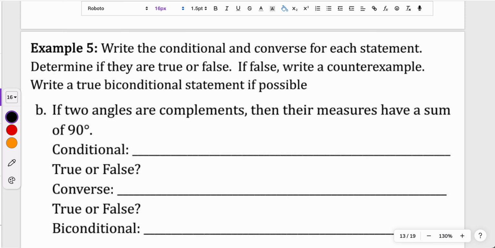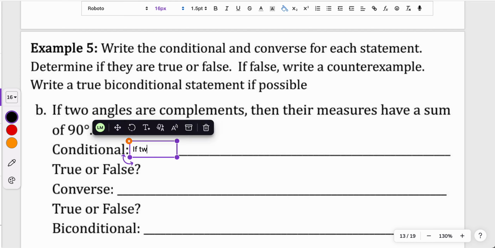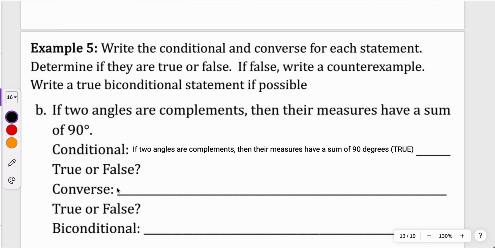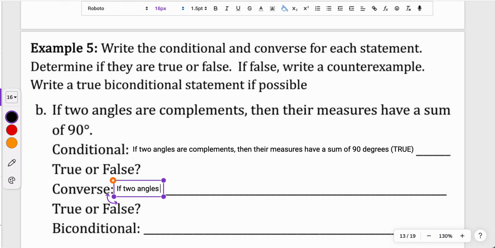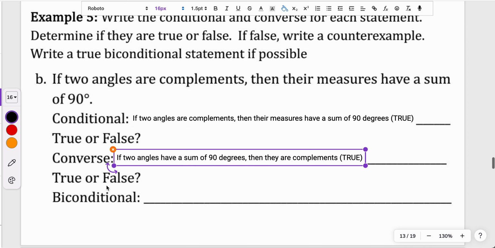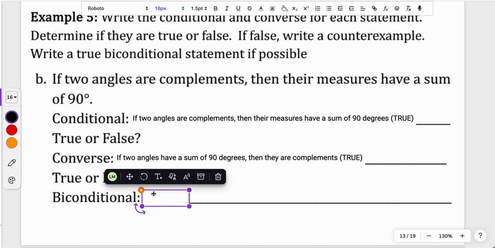Write the conditional and converse here. If 2 angles are complements, then their measures have sum of 90 degrees. So conditional is already written for us. If 2 angles are complements, then their measures have a sum of 90 degrees. True. Okay? Converse, let's switch around. If 2 angles have a sum of 90 degrees, then they are complements. That is true. So because the converse is true, we can write the biconditional.